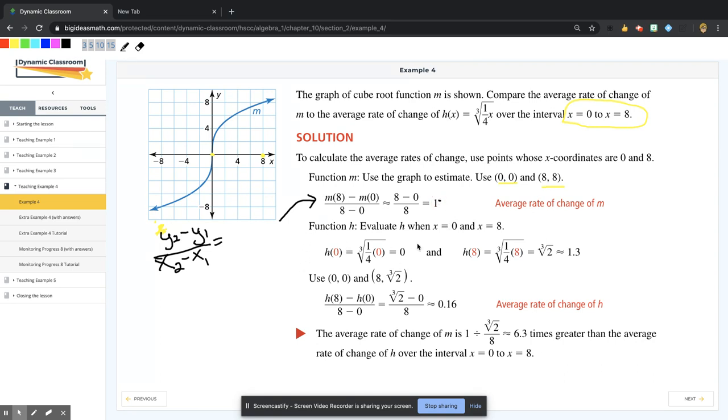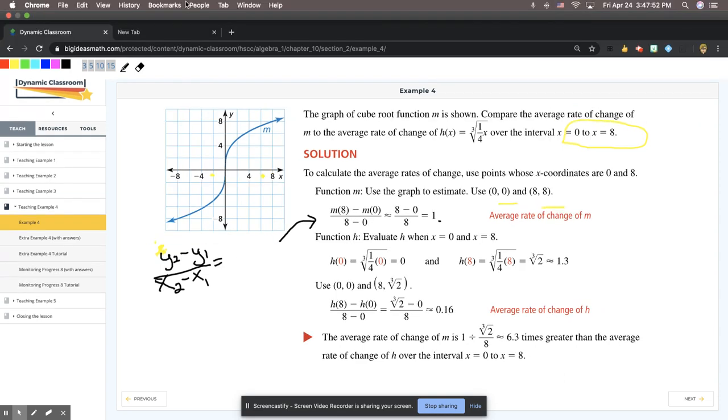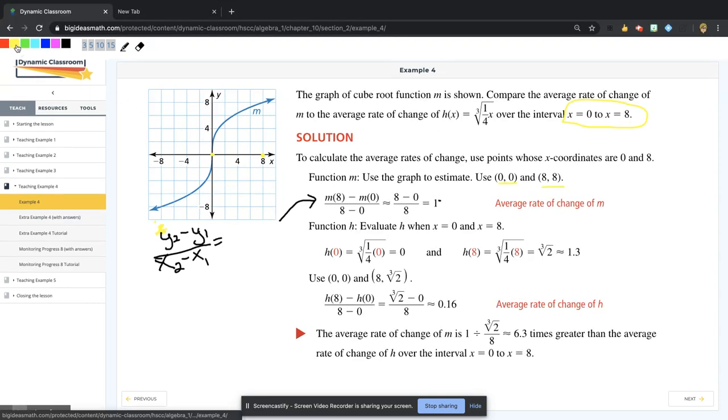And then I'm going to come down here to this function. So this is our function that we're comparing right over here. And I'm going to put in 0 and 8. So when I put 0 in, I get 0, because 0 times any number is 0. And when I put 8 in, I get the cube root of 1/4 times 8. So 8 times 1 is 8. 8 over 4 is going to reduce to 2. So I end up with this number here.